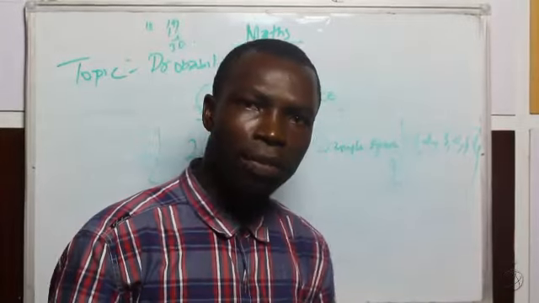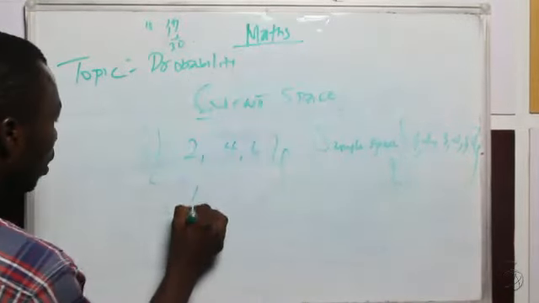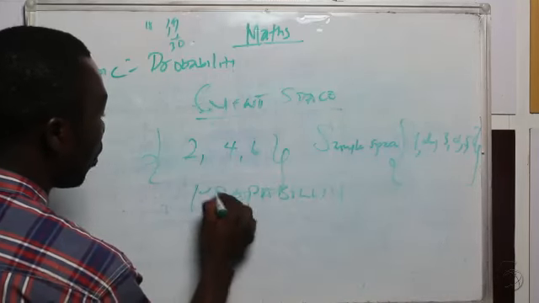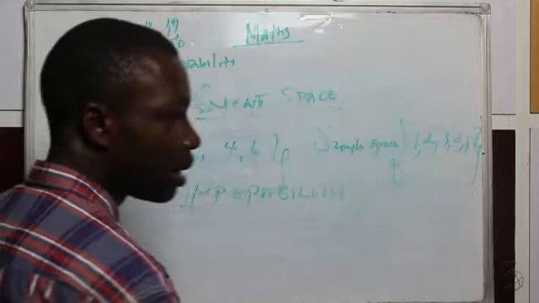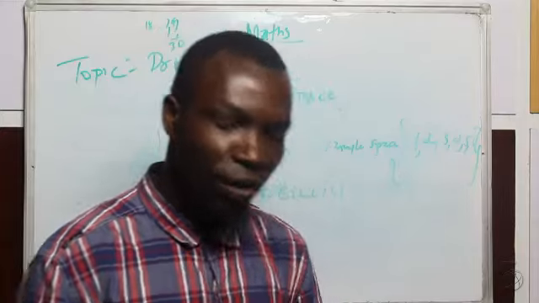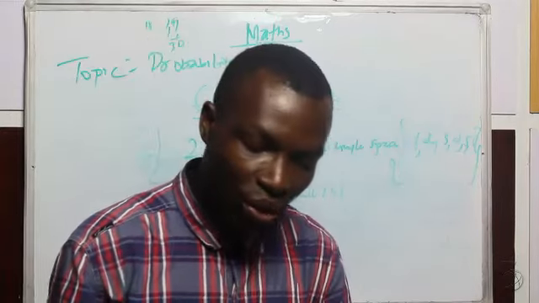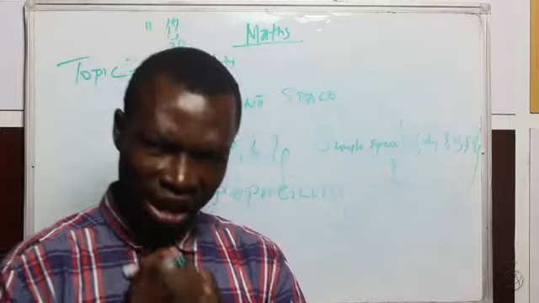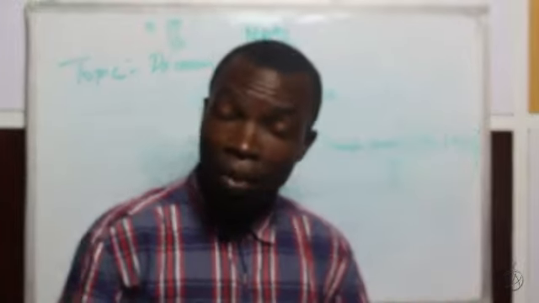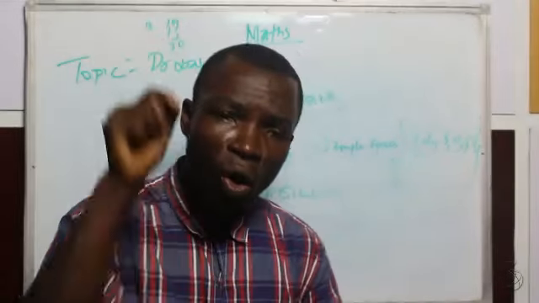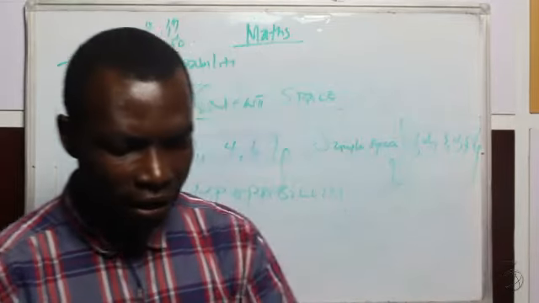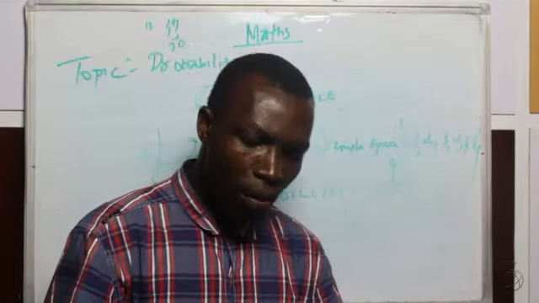Now let us consider probability, which is our last terminology, another terminology we center on in this topic. Probability is the measure of result or outcome of expectation. Probability can also be defined as a measure of the chance of an event happening. That's the definition of probability.